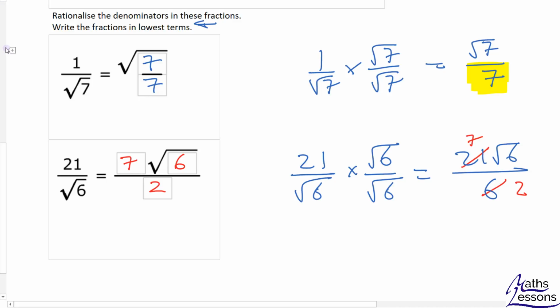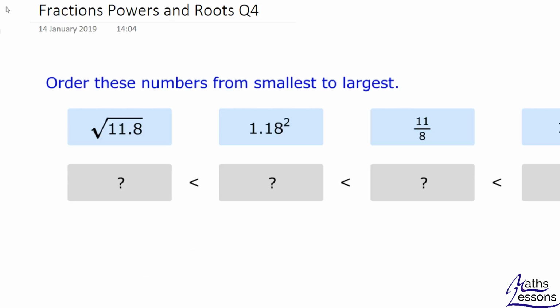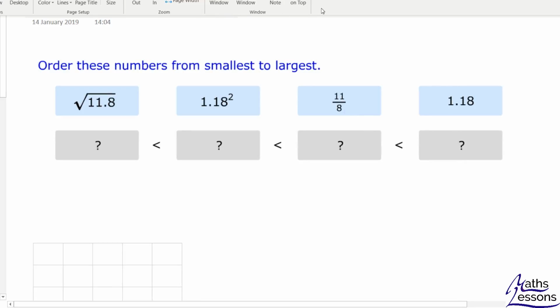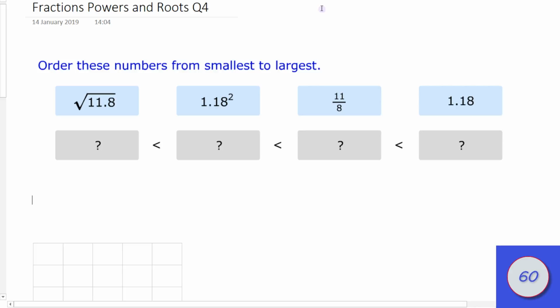Right, now we're going to put all that together and try some trickier questions. Zoom into this so you can see it a bit more. Zoom out even. Right, there we go. Have a go at this without a calculator. I'm going to give you, I think, 60 seconds. Let's get started.